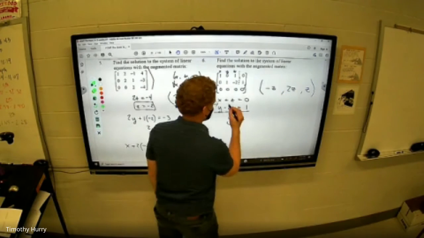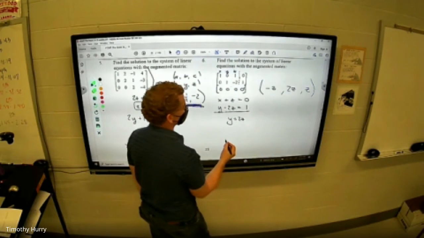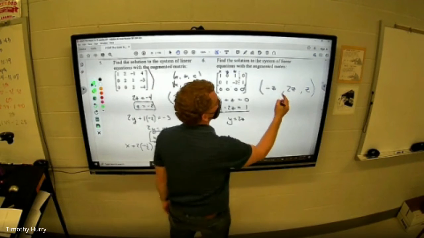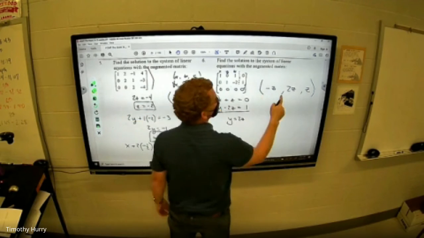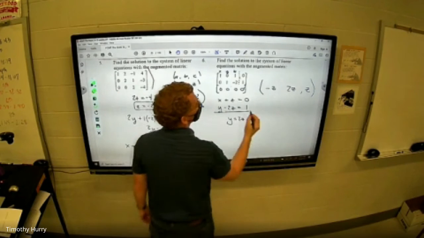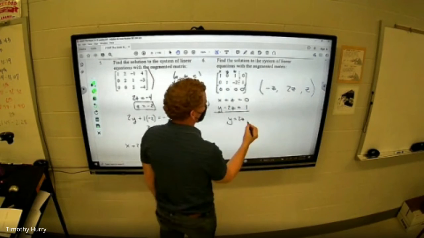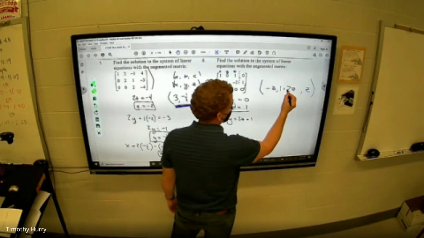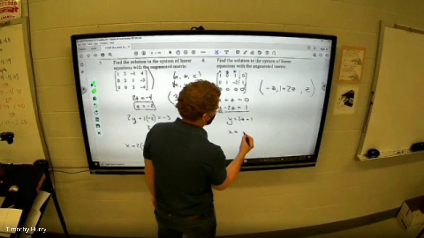Wait, would it be Y equals 1 plus? Oh, sorry, yes. Can't forget about that. Yeah, Y equals that plus the 1 that's already there. And then obviously the X is the negative Z.